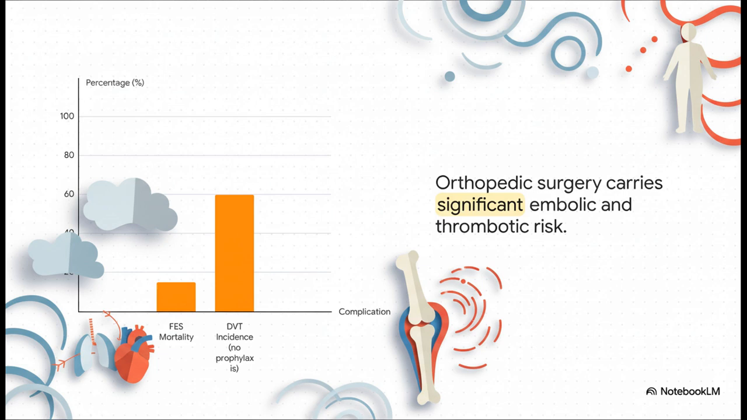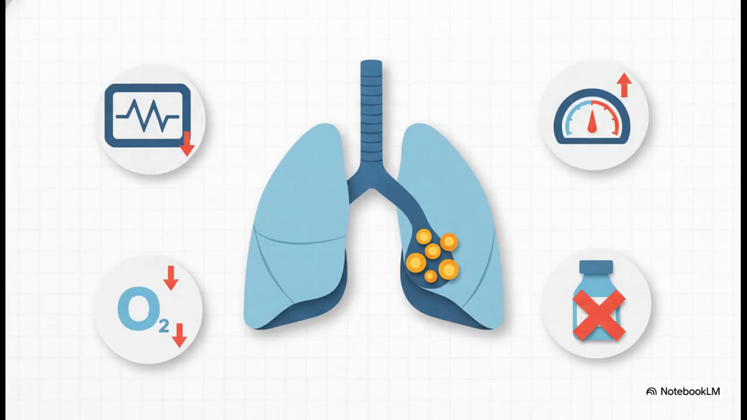And just look at the incidence of deep vein thrombosis, DVT. After major hip or knee surgery, without any prophylaxis, it's an astonishing 60%. I mean, that's just staggering. These aren't minor complications. They are major threats to our patients' lives, which is why our management is so incredibly critical. So the absolutely crucial point here is being able to recognize FES when it happens in the operating theater.